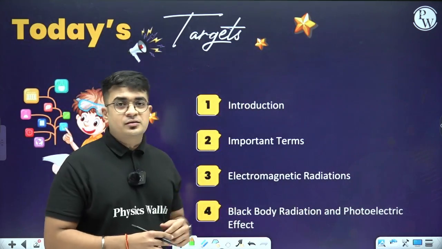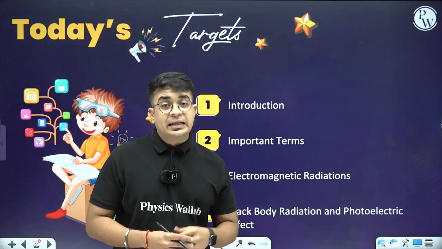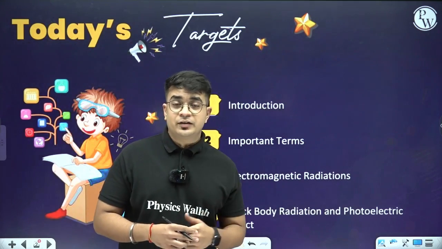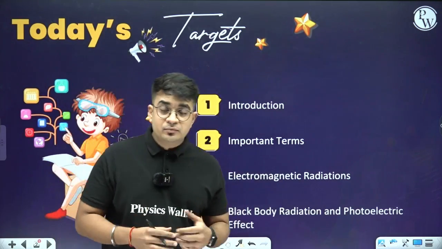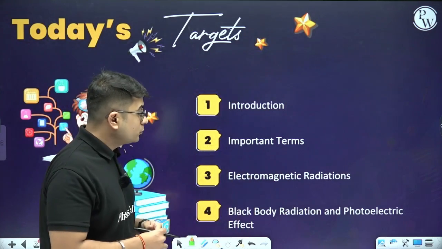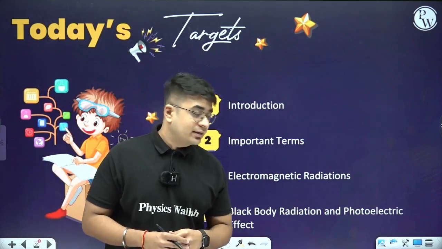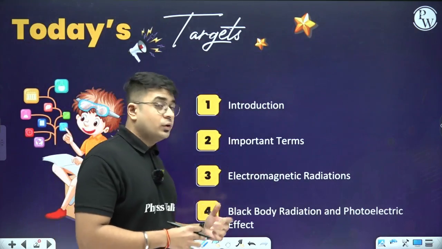First, we are going to discuss the introduction of this chapter, which is the structure of atom. In that, we are going to discuss the fundamental particles as well as their discovery. Then we are going to discuss the important terms which are associated with the atom. Then we are going to proceed to the next part, which is electromagnetic radiation, and we will try to discuss black body radiation as well as the photoelectric effect.